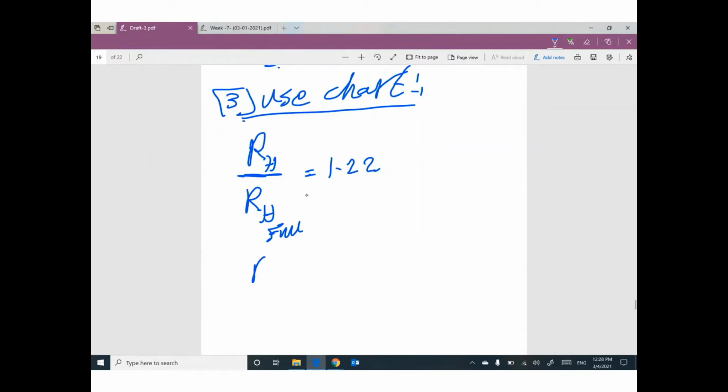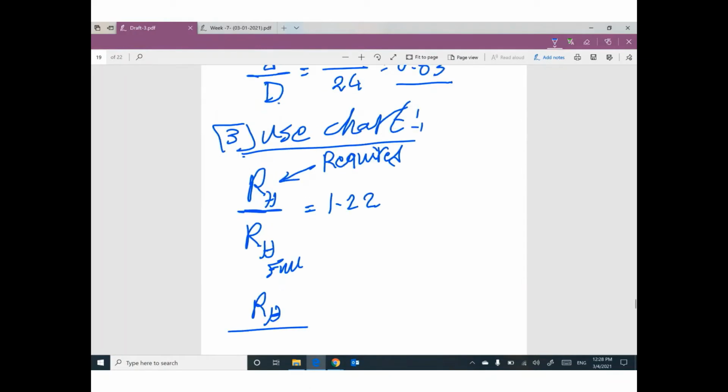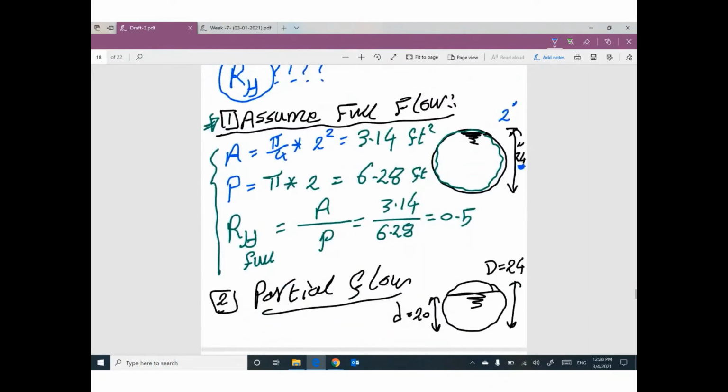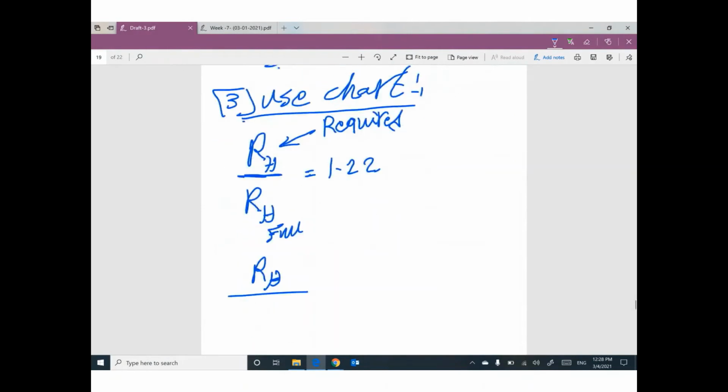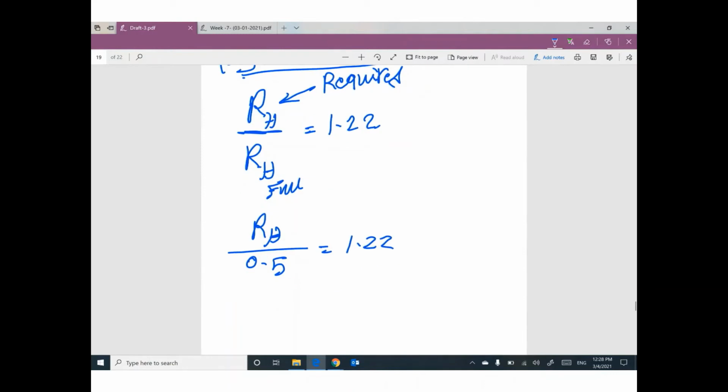So the required hydraulic radius, this one is the required one, divided by the hydraulic radius when you assumed it's full. Your number was 0.5, hydraulic radius full 0.5, equals 1.22. Can you right now figure out the required hydraulic radius? Yes, I can. What is the number? 0.61.